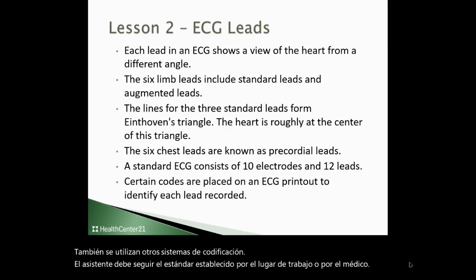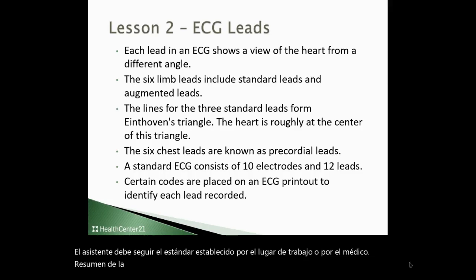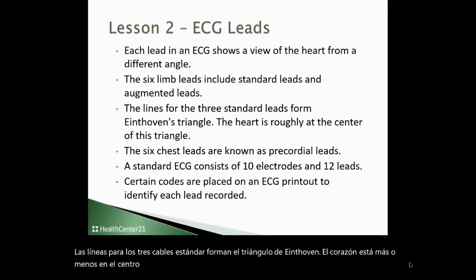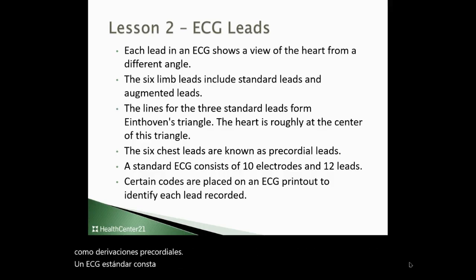Lesson summary. In this lesson, you learned that each lead in an ECG shows a view of the heart from a different angle. The 6 limb leads include standard leads and augmented leads. The lines for the 3 standard leads form Einthoven's triangle. The heart is roughly at the center of this triangle. The 6 chest leads are known as precordial leads. A standard ECG consists of 10 electrodes and 12 leads. Certain codes are placed on an ECG printout to identify each lead recorded.